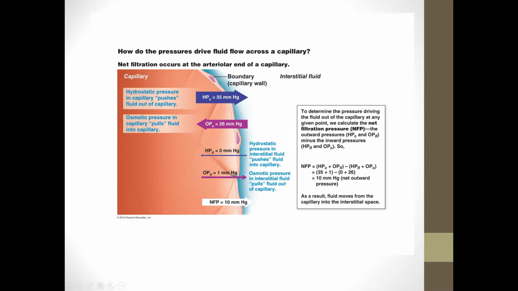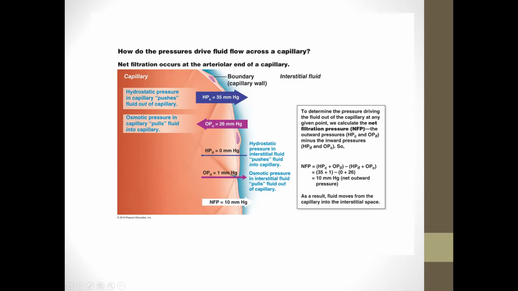We should never see plasma proteins out in the interstitial fluid, because if we do, then this number will be higher, the osmotic pressure of the interstitial fluid, and so not as much water will return back to circulation. So when we want to find out where the fluid is going, we always want to do our net filtration pressure equation.